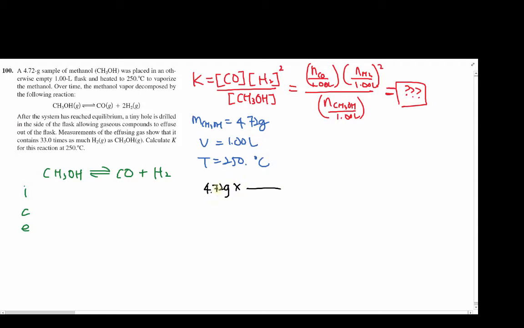To do that, you have to find the molar mass from the periodic table, and if you do this right, you should get 32.042 grams per mole of methanol. You're supposed to get 0.147 mole of methanol. So I'm gonna put that as our initial.